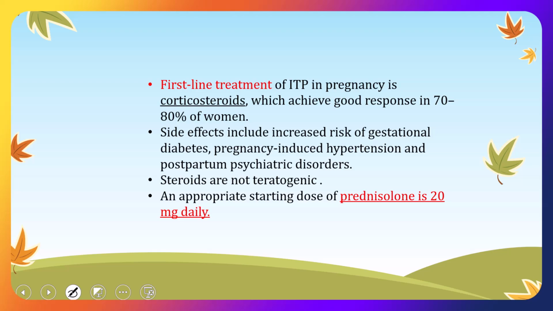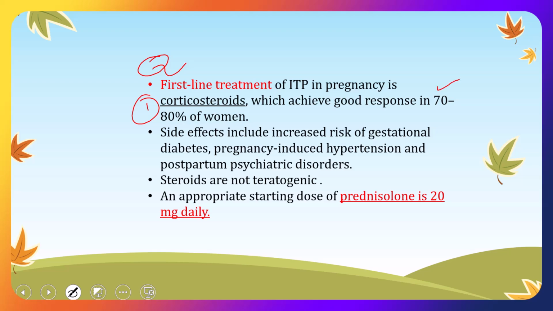Now, the important question which is usually asked in the exam in the form of EMQ or single best answer is, what is the first line treatment of ITP in pregnancy? And the answer is corticosteroids. This is the first line treatment, and with the help of this we achieve good response in 70 to 80% of women.